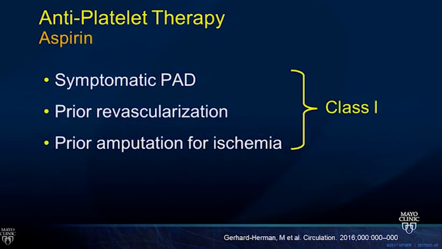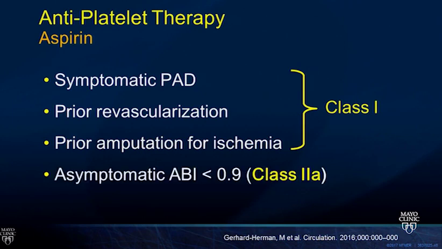So it's a class 1 indication for symptomatic PAD, prior revascularization, or prior amputation for ischemia. And that group tends to get left out of aspirin among the patients that I see. So remember, prior amputation for ischemia, they need to be on an aspirin, they have PAD. It's a class 2A recommendation to use aspirin if somebody is asymptomatic but has an ABI less than 0.9.